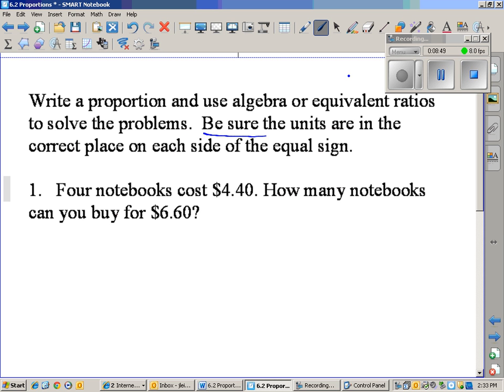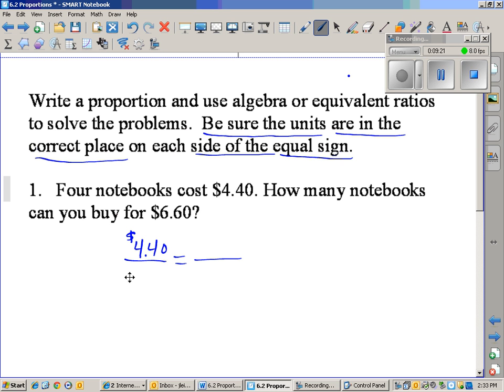Be sure that the units are in the same correct place on each side of the equal sign, and I'll explain what that means as we go along. Okay, the first problem, 4 notebooks cost $4.40. How many notebooks can you buy for $6.60? So if we set up a proportion, we know we're going to have 2 ratios equal to each other. There's my shell. These are my 2 fraction bars and my equal sign.